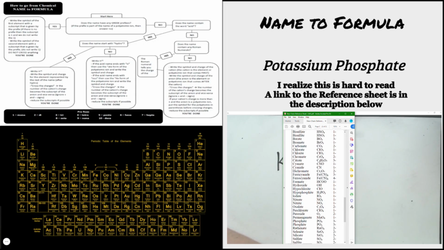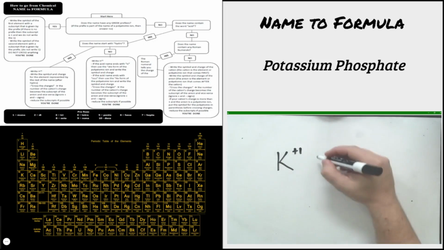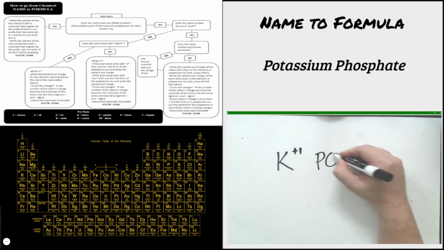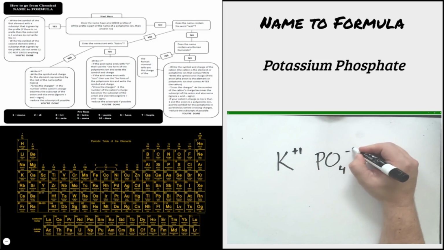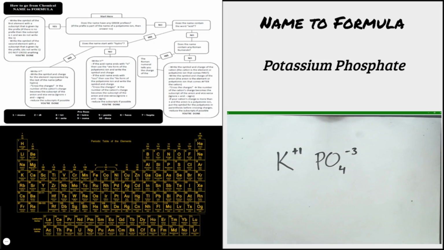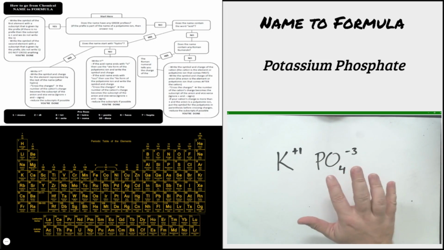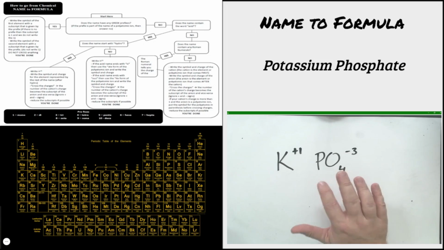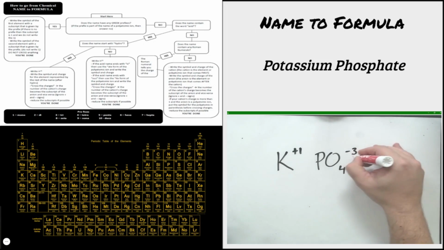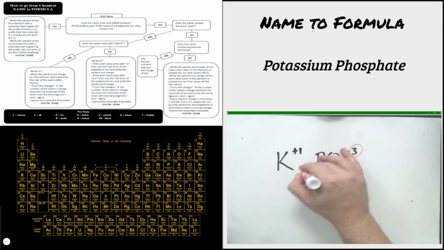So phosphate is right here. Phosphate is PO4 minus 3. So the symbol for phosphate is PO4, and minus 3 is its charge. What you need to recognize is that PO4 is its symbol. So when I say write the symbol and charge of the anion, you write the whole thing. And then when I cross the charges, I'm going to come down like this.